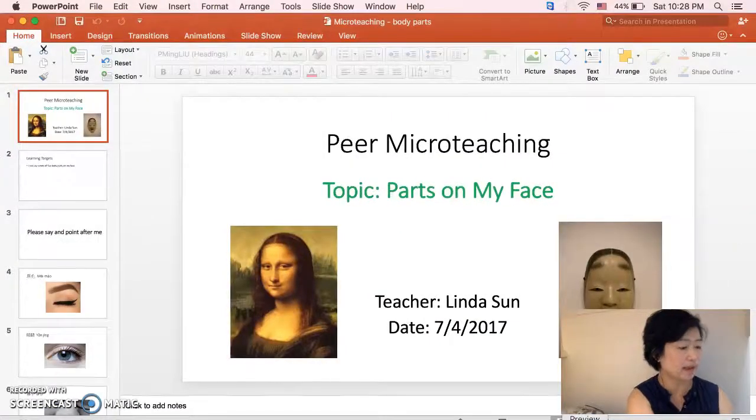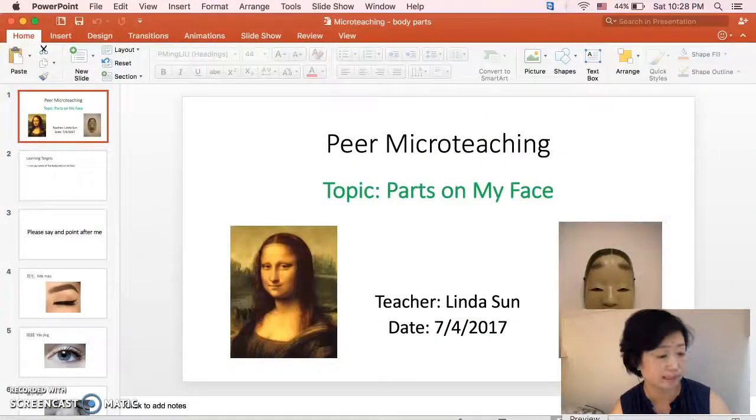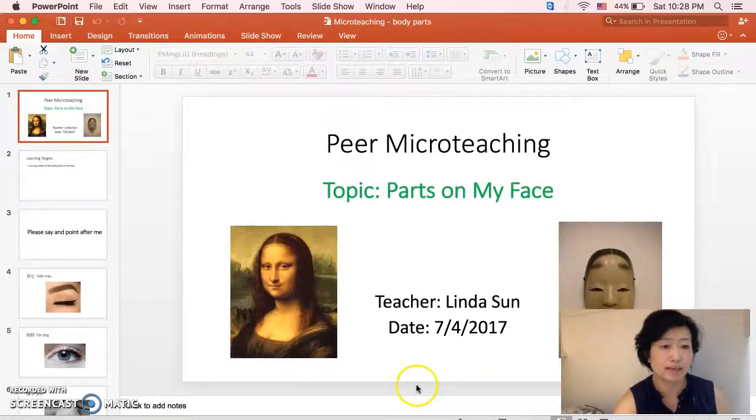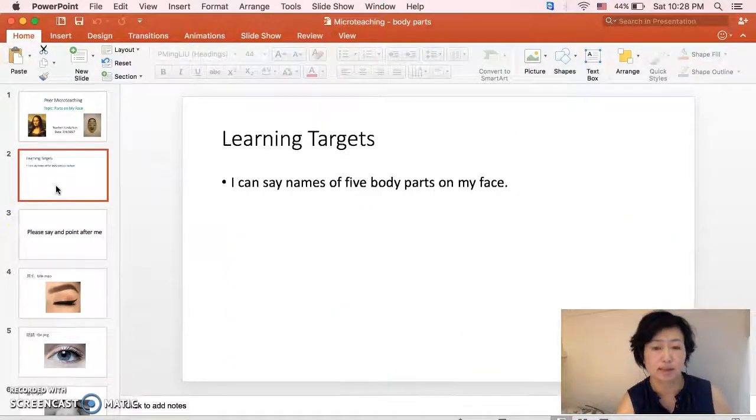The lesson I taught was in Chinese, and it was about learning to say different body parts on the face, including eyebrows, eyes, nose, mouth, and ears. Here is my learning target: I can say names of 5 body parts on my face.